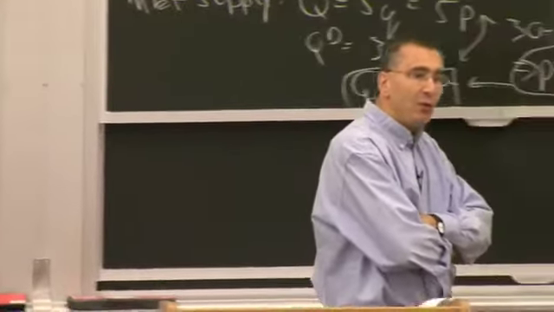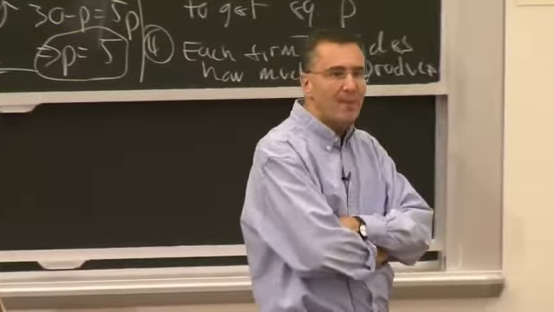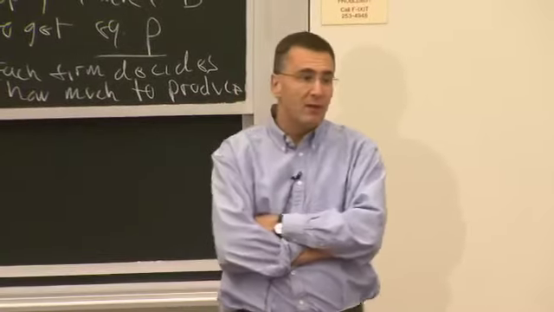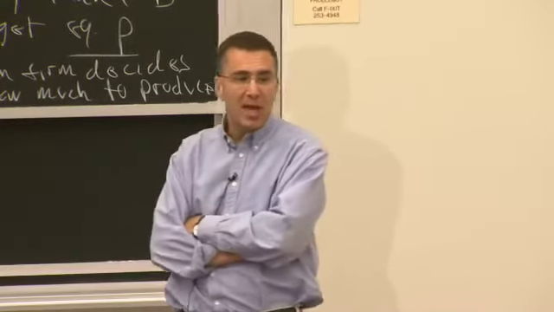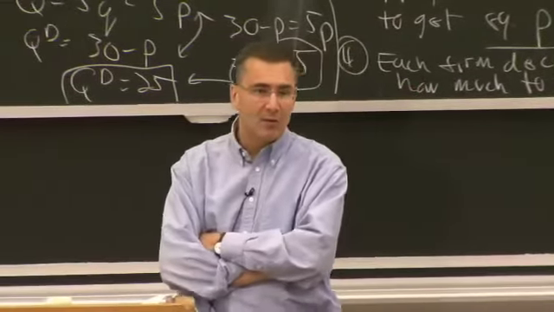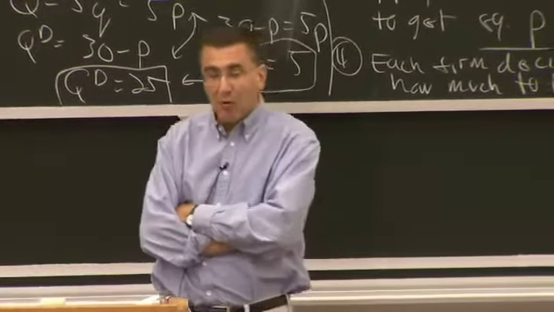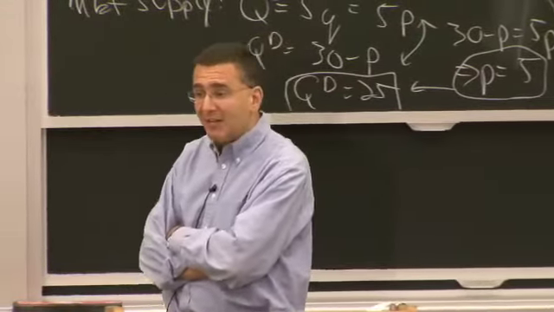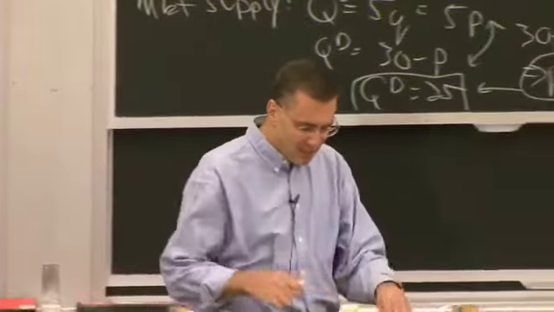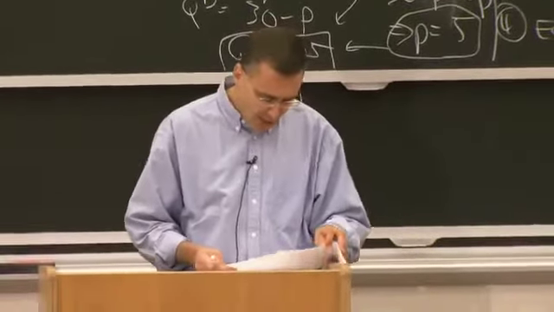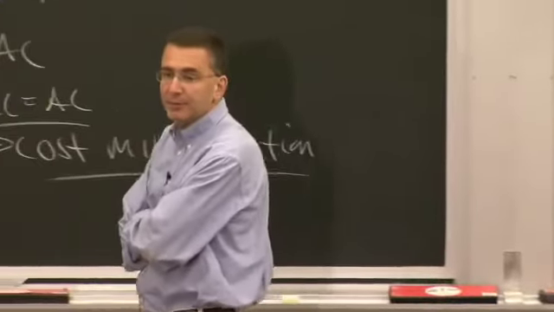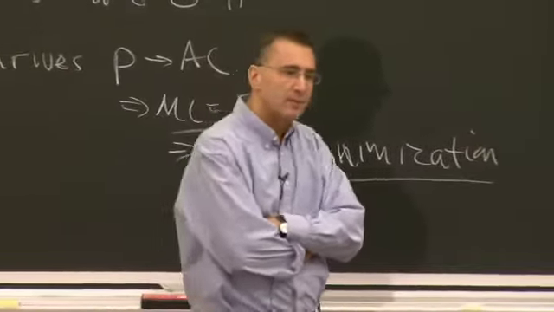If the price ever rises above that cost minimizing point, what happens? Firms enter and drive the price back down. If the price ever drops below that cost minimizing point, firms exit and the price goes back up. So through the power of firm entry and exit, in the long run, you end up with a horizontal or perfectly elastic supply curve. And that's perfect competition.